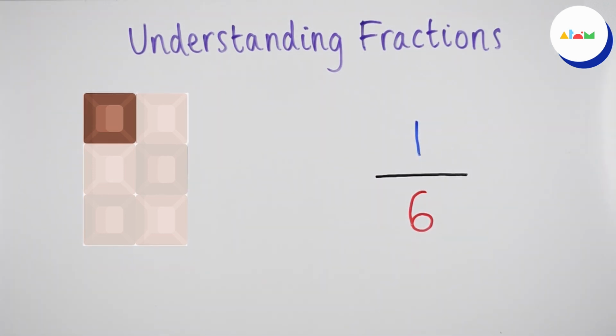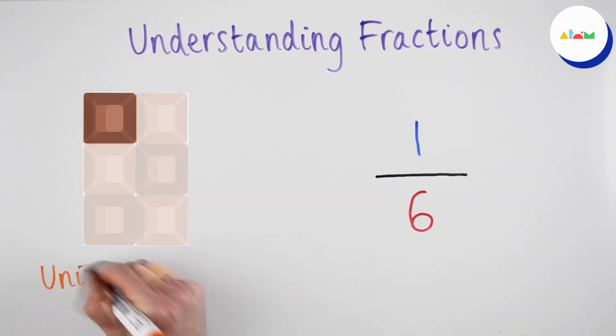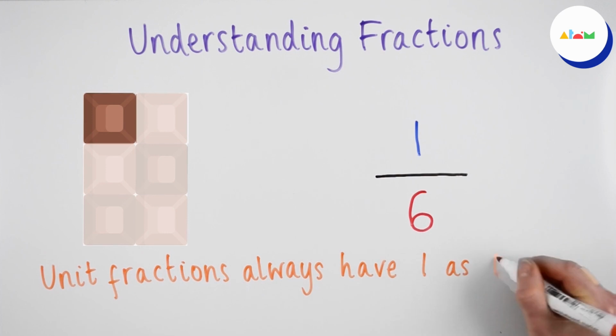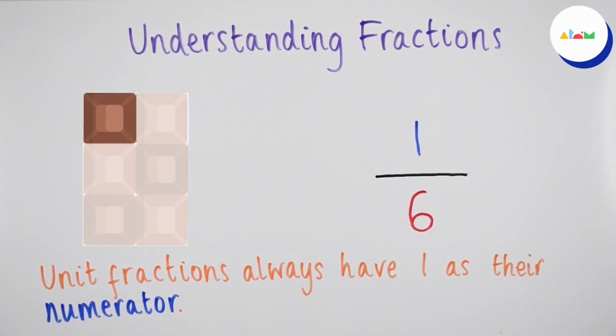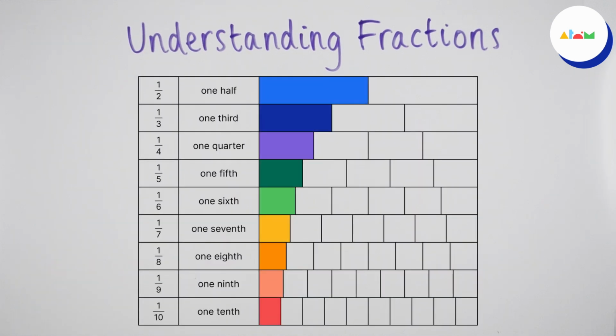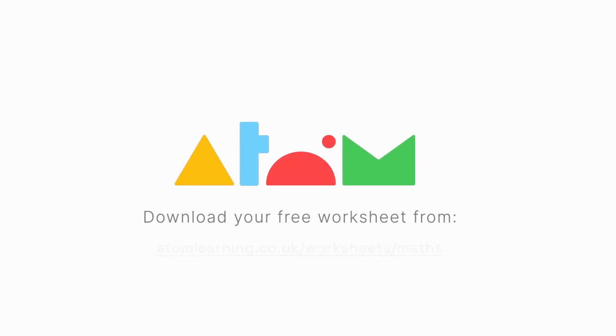Fractions like this have a special name. They are called unit fractions. Unit fractions are fractions that have 1 as their numerator. They always express 1 piece out of however many pieces we have cut something into. In this table, you can see some of the first unit fractions and their names. Notice that the bigger the denominator, the smaller the pieces get, and therefore the smaller the value of the fraction.